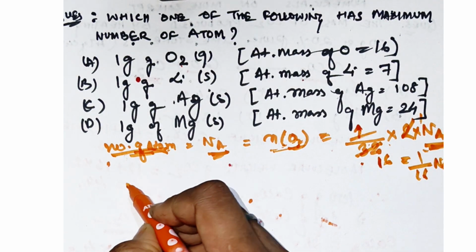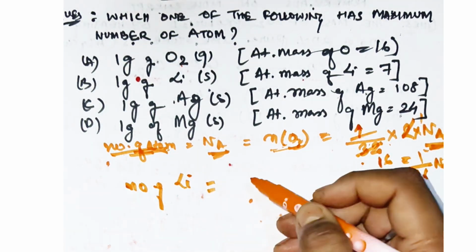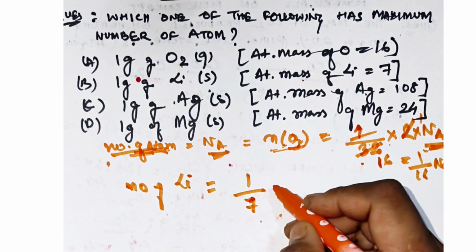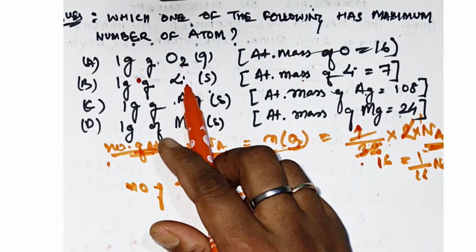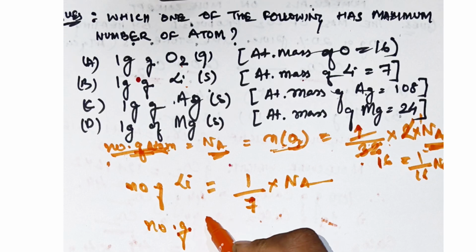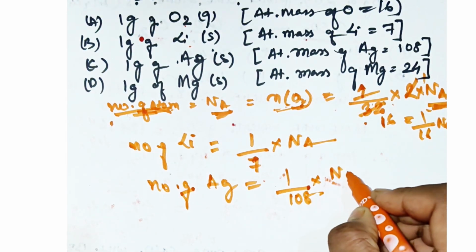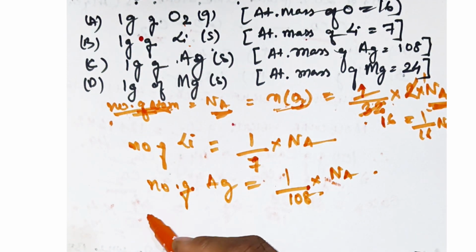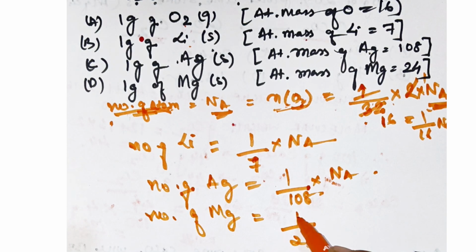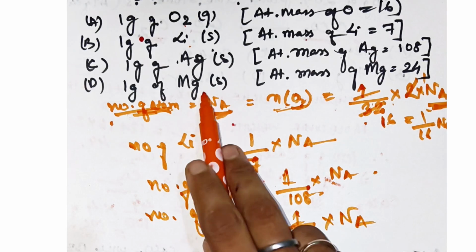Na. Now second case, number of atoms for lithium, what will it be? It will be 1 by 7, that is the atomic mass, 1 by 7 of, see how many lithium atoms are there? Only one, into your Na. So number of silver atoms will be again 1 by molar mass, 108, into your Na, because there is one silver only. And number of magnesium will also be 1 by 24, that is the molar mass, and 1 is your weight in grams, into number of atoms, that is your Na. Why? Because it is only one magnesium.